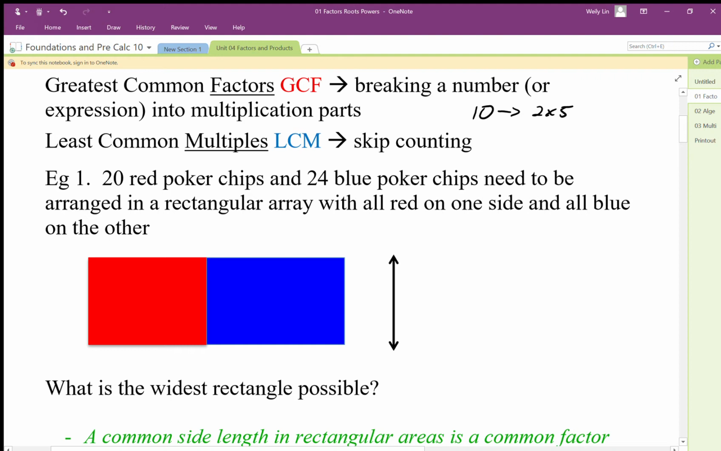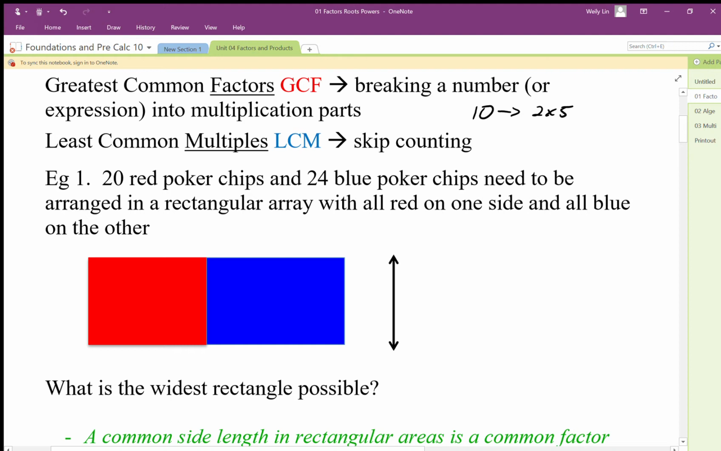There's a few different ways we can do this, and what we're looking for is the widest possible way we can arrange this. So what we're looking for is a common number of rows, or a common edge length. And when we're talking about common edge lengths, we're really talking about a common factor. Because when we talk about area, we're talking about length times width. And we can talk about factors as a common edge length, or a common width in this case. So when we look at 20 and 24, what's the greatest common factor?